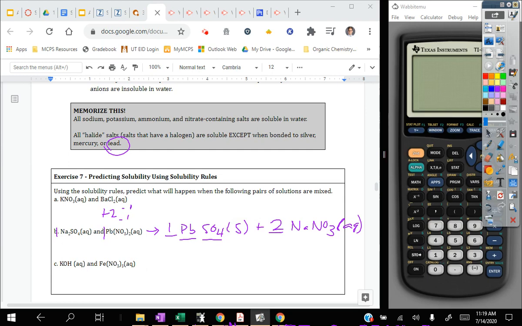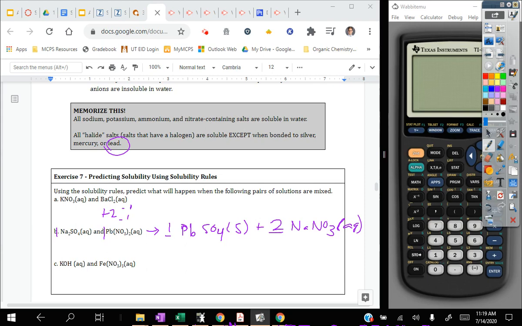So this one would form a precipitate in the form of lead sulfate. So you could expect to see some sort of solid appearing in the bottom of your container when you mix these two components.